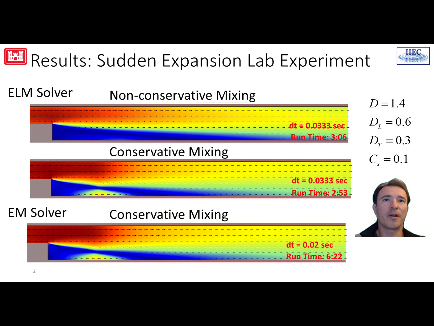This slide shows a comparison of the current velocity fields for the sudden expansion lab experiment computed with both the ELM and EM solvers and the two mixing term formulations. The top two results are the ELM solver with the non-conservative and conservative mixing formulations, and the bottom result is for the EM solver, which only uses the conservative mixing formulation. The first thing to notice is that the ELM and EM solvers produce essentially the same result with the same turbulence setup, which indicates that the flow results are not sensitive to the solver.